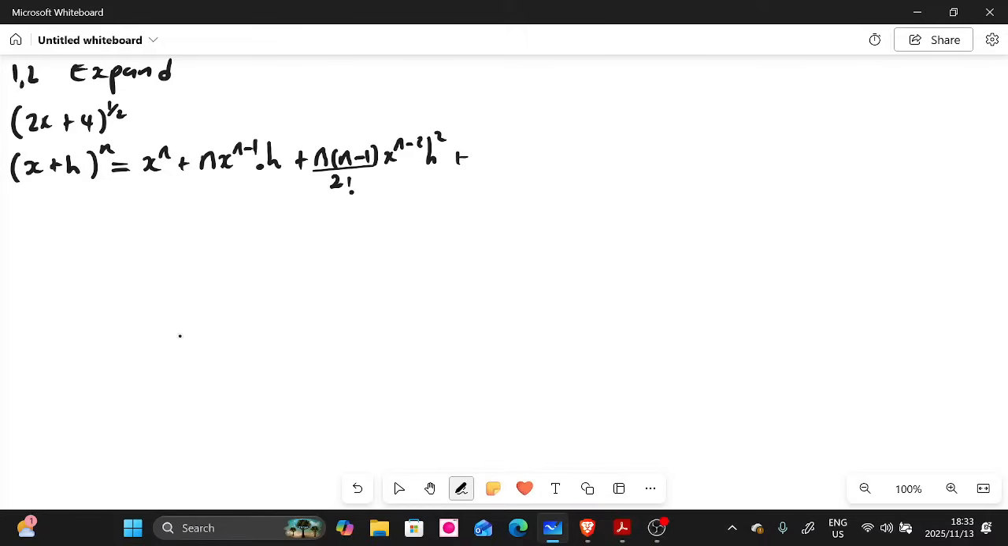The fourth term is going to be n multiplied by n minus 1, multiplied by n minus 2, and then we divide by 3 factorial, and then we have x to the power of n minus 3 multiplied by h to the power of 3. So this is the formula.